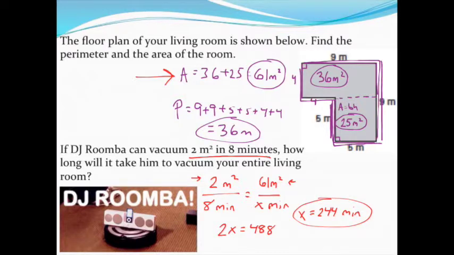If I wanted to find hours, because 244 minutes, I'm not really sure how long that is. If I wanted to find hours, I could convert this by dividing by 60, since there's 60 minutes in an hour, and I'd find out that that's going to take about 4 hours to clean this entire living room.